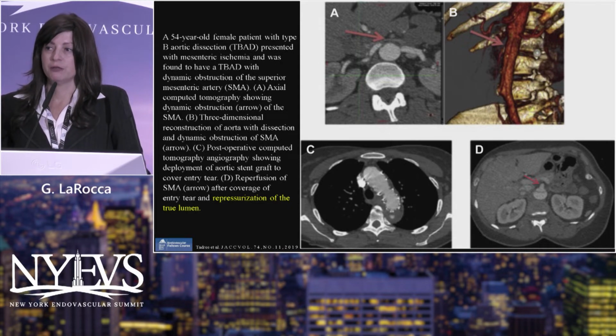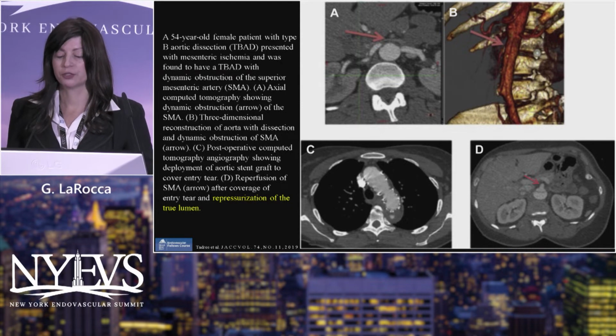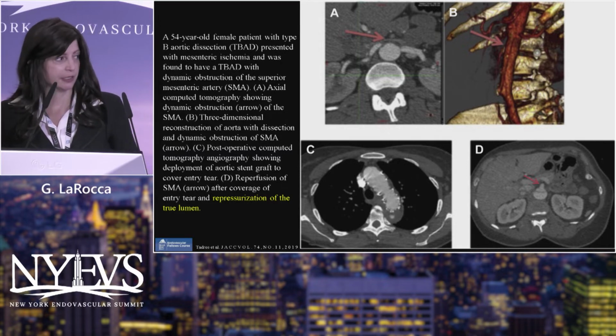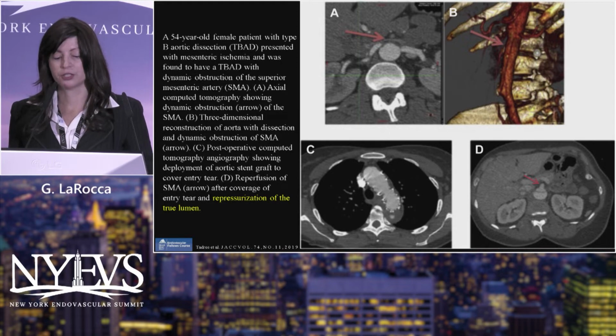When we do a 3D reconstruction using digital subtraction angiography, we could see the dissection extends into the superior mesenteric artery. In C, in the lower CTA post-contrast, you could see that a TEVAR, or an endograft replacement, was stented just distal to the left subclavian artery. And by doing so, there's reperfusion of the SMA, and you could see that in D because of repressurization of the true lumen.